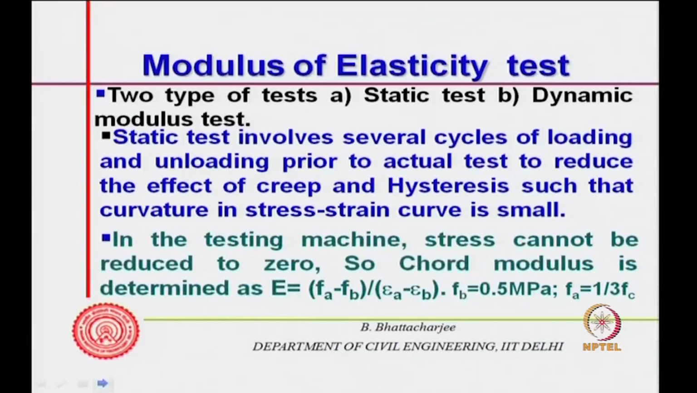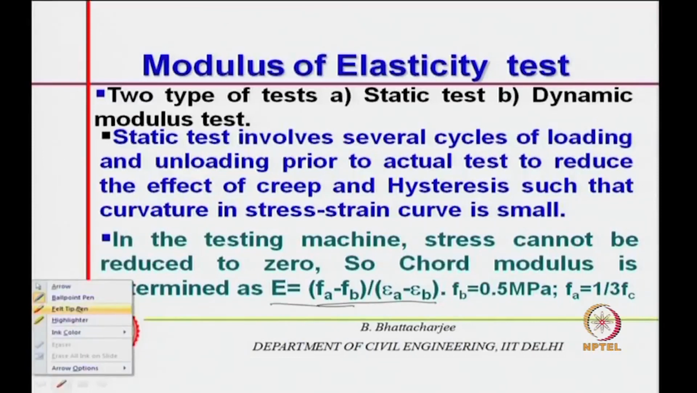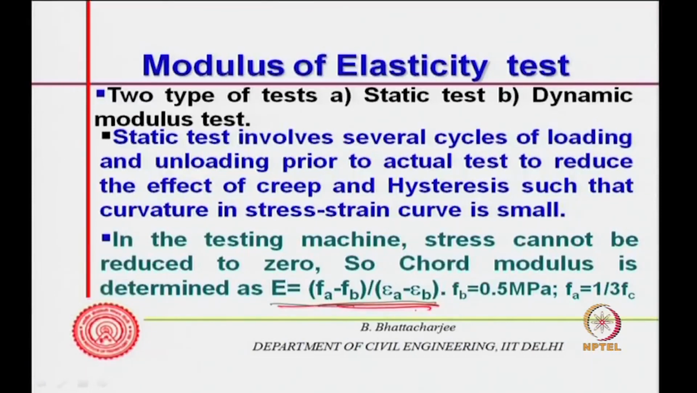Okay. So, in the testing machine, of course, stress cannot be reduced to 0. So, what we do is we find out Chord's modulus. Finally, after this curve is obtained, we find out Chord's modulus as given by this formula. So, we actually find out Chord's modulus like this, because it is difficult to reduce the stress to 0. So, corresponding to 0.5 MPa, this is epsilon, this is sigma, 0.5 MPa, and then so F b.